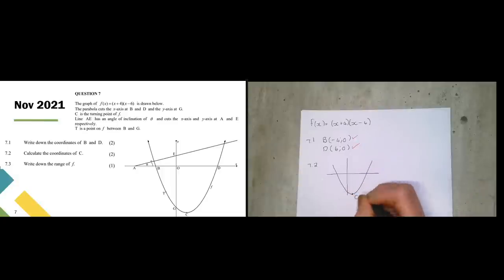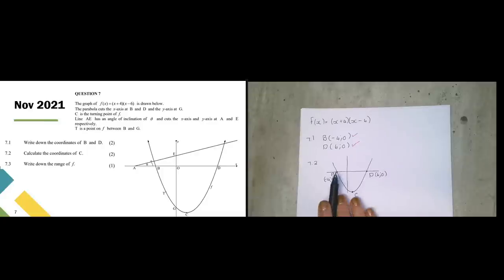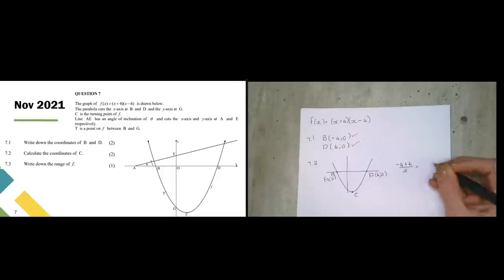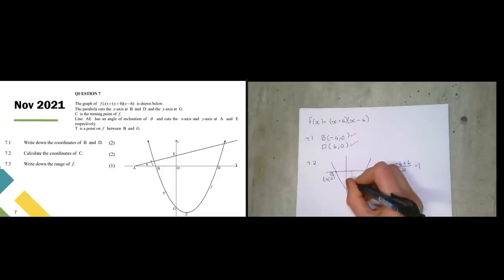There is coordinate C. We just worked out that B is (-4, 0) and that D is (6, 0). The turning point of a parabola is exactly halfway between the two x-intercepts. So what number is exactly in the middle between negative 4 and 6? Negative 4 plus 6, divided by 2, gives me 1. So I know x must be at 1.